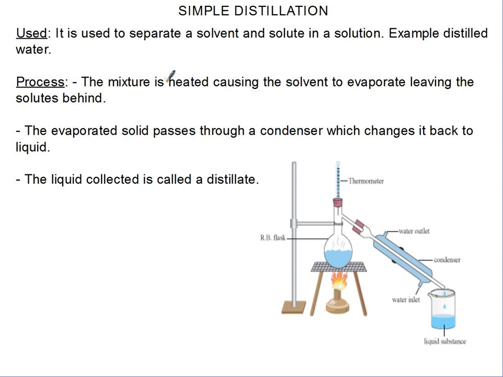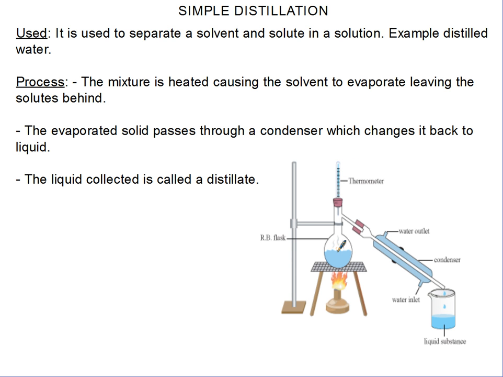An example is distilled water. Now when you take running water, normally it is mixed with other chemical components. As it passes over rocks, it is mixed with minerals in the rocks. Now we can get distilled water by this process. The mixture is heated in a round bottom flask. The thermometer here is just to check the temperature.